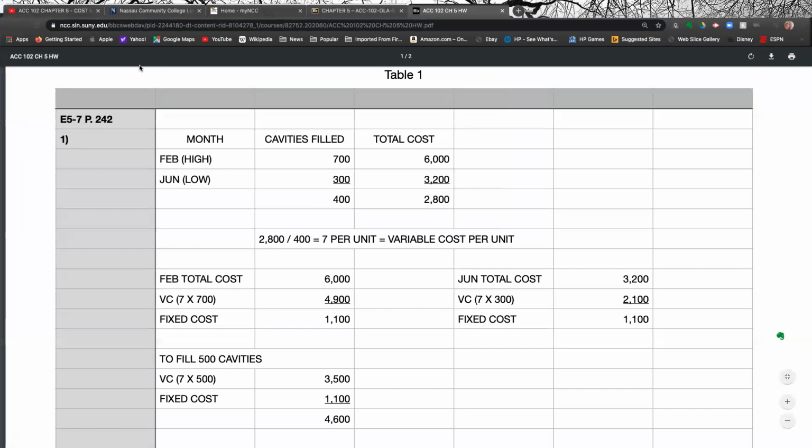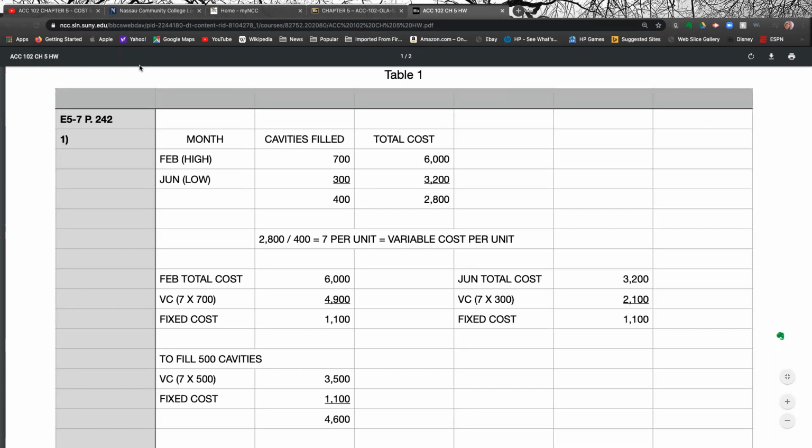So this is going to be the homework from chapter 5, and I did something a little different this time. So you don't have to watch me typing, which I'm sure is tedious for you, I already did the problem, and I'm going to go over it. So this is exercise 7, which is on page 242, and it's a demonstration of the high-low method. All right, so let me read it to you.